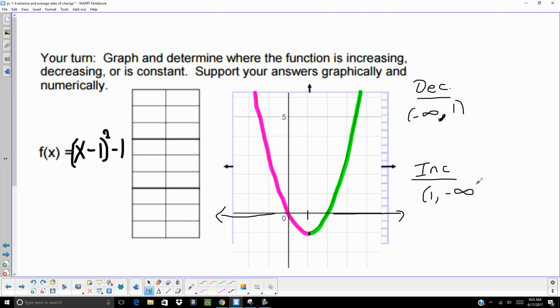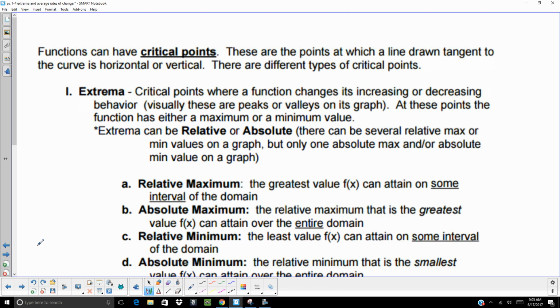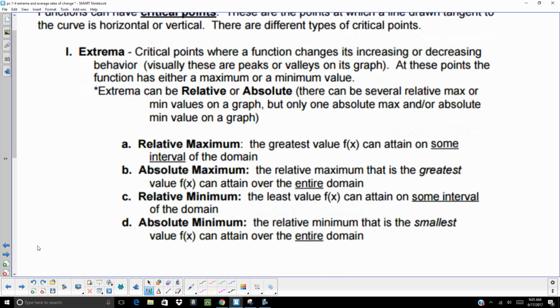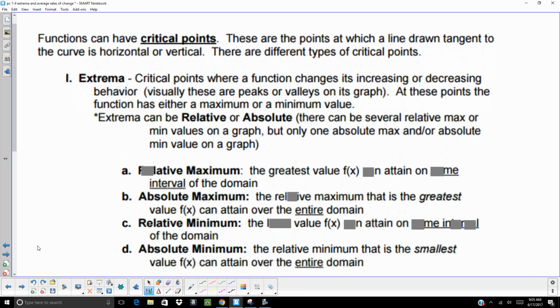And if I were going to look at my end behavior here, as x goes to negative infinity, y is going to infinity. As x is going to positive infinity, y is going to positive infinity. Does not look like there's any place that's constant on here. All right, critical points.